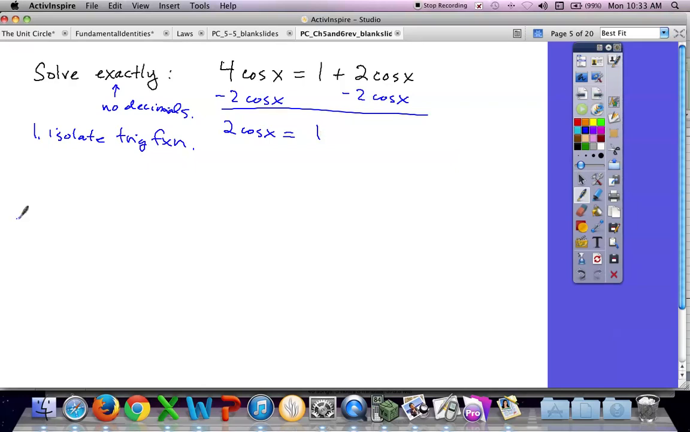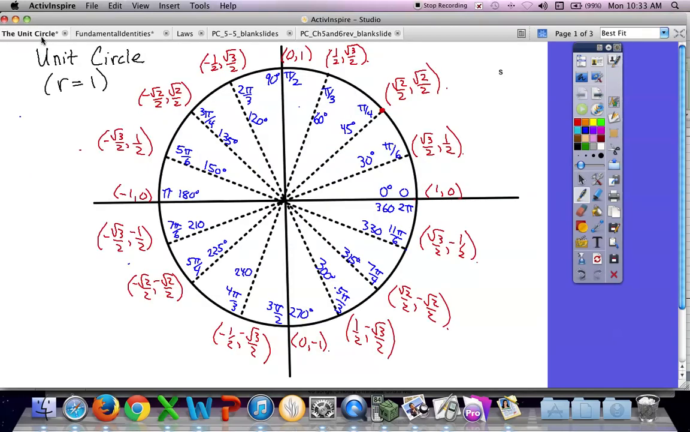Okay, cosine x equals 1/2. Now, cosine 1/2 is a recognizable unit circle coordinate, right? You go to the unit circle and you look for the x coordinate. Where is the x coordinate equal to positive 1/2? π/3 and 5π/3. These two right here, right?